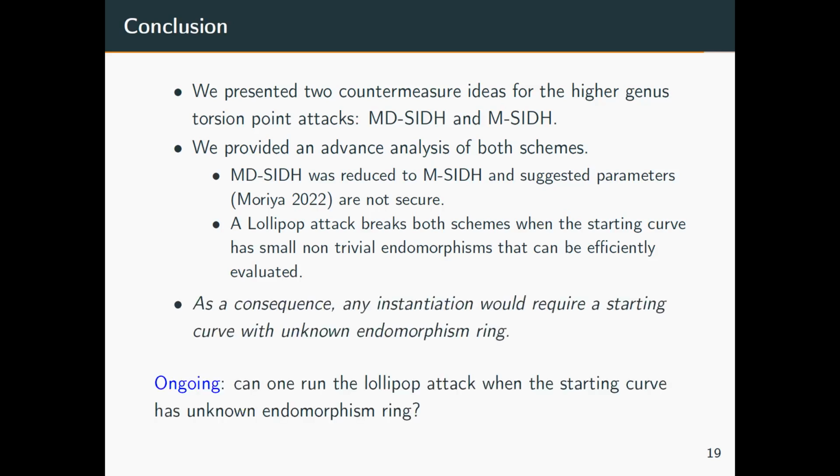So as a consequence, any instantiation requires for now, okay, you shouldn't read this as a consequence for now that I'm speaking now, any instantiation will require a starting curve with unknown endomorphism ring.